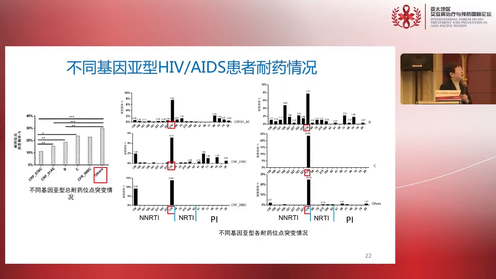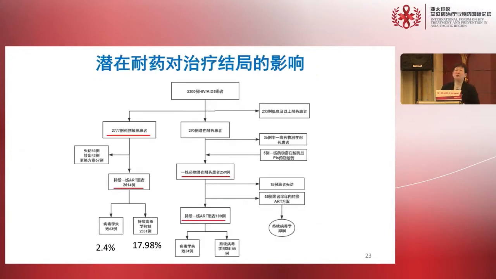And here you can see that in this subtype, the V179 has the highest percentage among all the mutation points. So what's the impact of a potential resistance on treatment outcome based on the report of 3,300 cases? You can see 2,700 are sensitive and 290 are potentially resistant, and 36 cases are actually not naive cases, and there are 5 cases that are primary resistant cases and resistant to protease inhibitor.